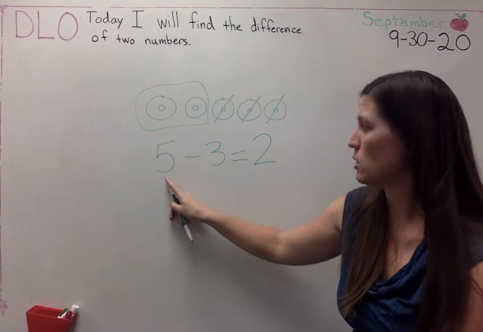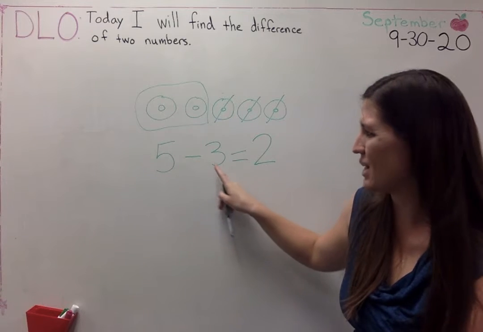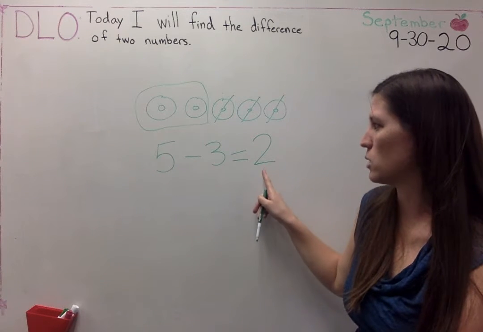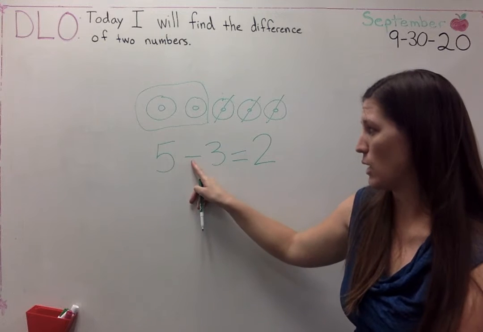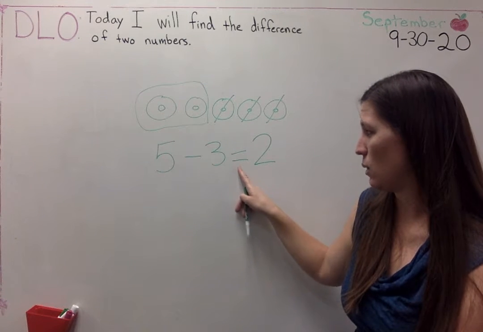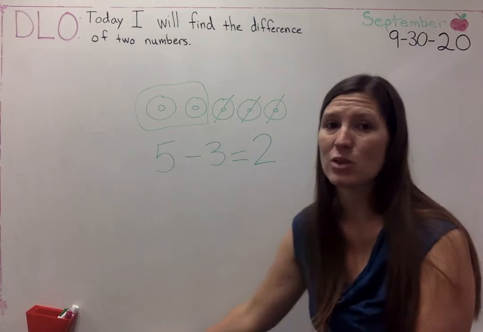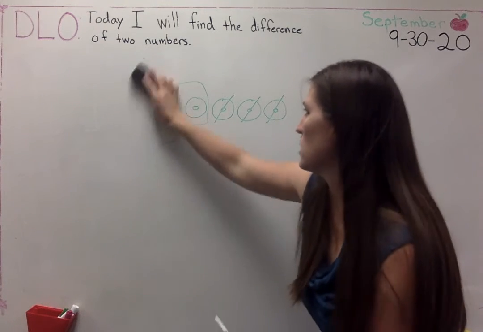Let's read our equation. 5 minus 3 equals 2. I had 5. I took away 3. And the ones I have left? 2. I have 2 left. Erase, erase, erase.